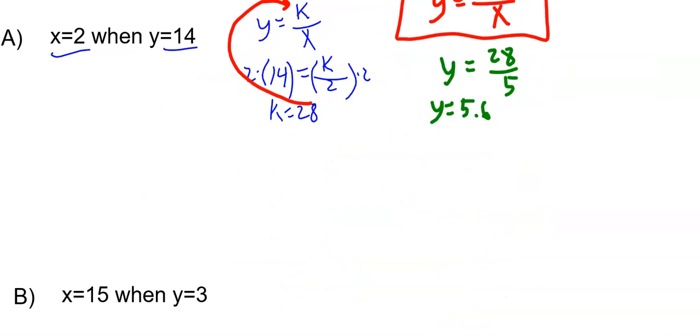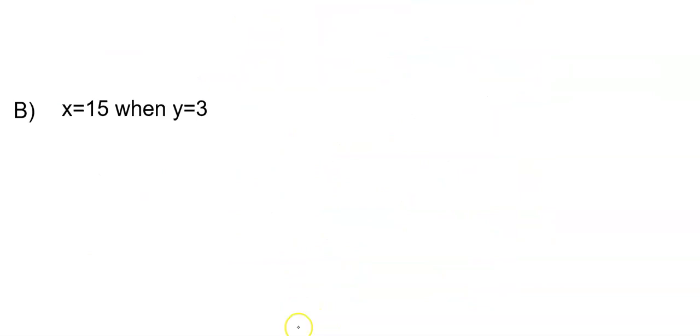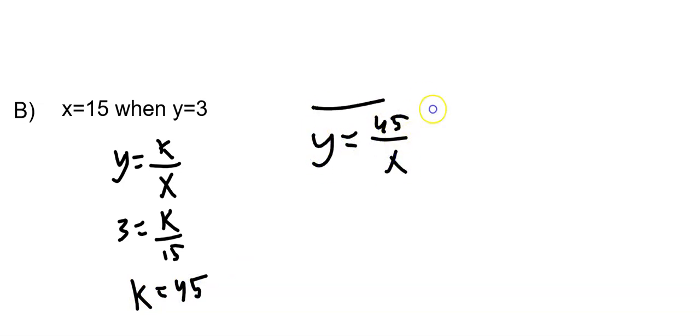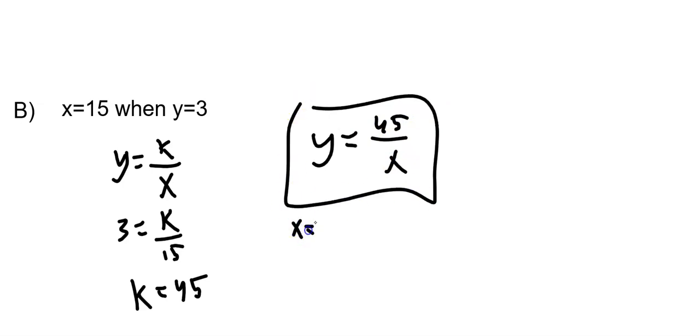Similar problem here, inverse variation. So let's start with that. We get y equals k divided by x. We're going to plug in. So 3 equals k divided by 15. Solve for k, you get k equals 45. We're going to write an equation, y equals 45 divided by x. At that point, it says, when x equals 5, what is y equal to?